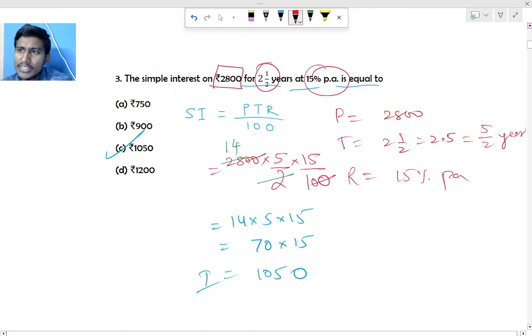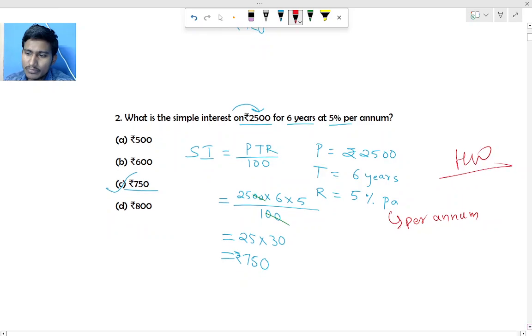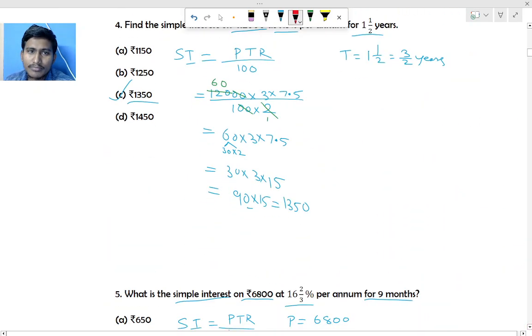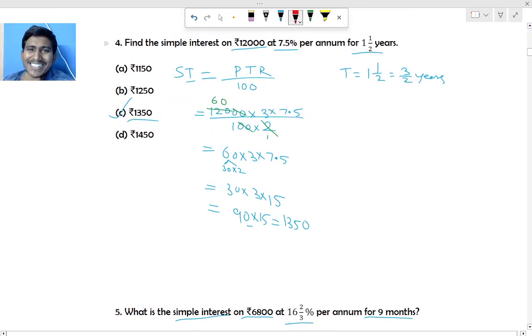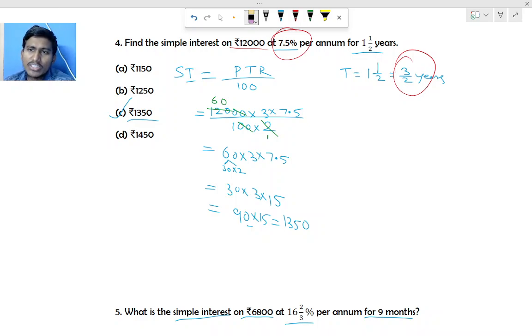If you see the question, it is interest on 12,000 at 7.5% for 1.5 years. 1.5 years means how much time? 3 by 2 years, right? If you change it to an improper fraction, 1 2 is 2, 2 plus 1 is 3. 3 by 2 will come as the answer. You know already how to convert that. So 3 by 2 is the answer.